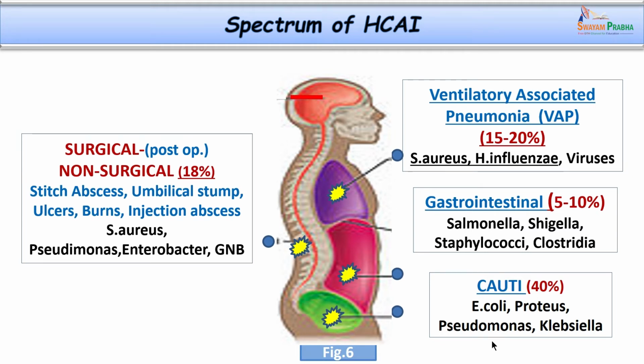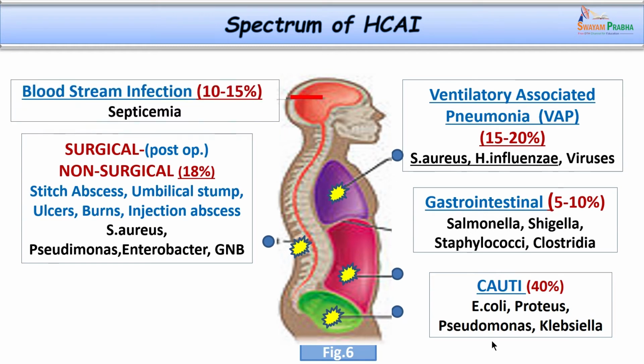What are the organisms which can cause such infections? Again, Staphylococcus aureus, especially MRSA, methicillin resistant Staphylococcus aureus, Pseudomonas, Enterobacters and other gram negative bacteria can all cause these wound infections because they can be part of an endogenous source.